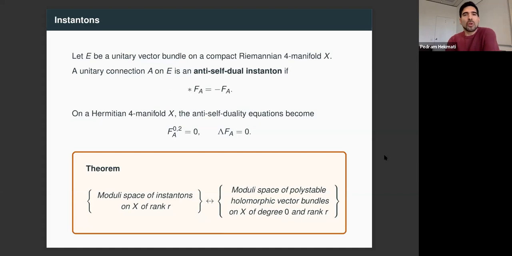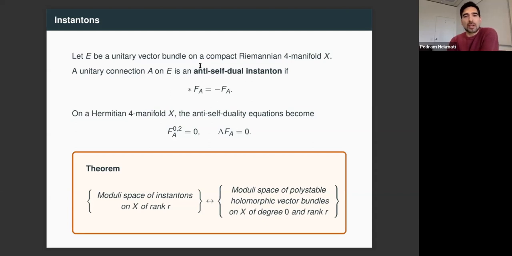So one motivation for studying these Hermitian-Einstein metrics comes from gauge theory, namely on a compact Riemannian four-manifold, you can study particular solutions of the Yang-Mills equation called instanton equations. And if you have a Hermitian structure on your four-manifold, decomposing the forms into self-dual and anti-self-dual parts, the instanton equation becomes this set of equations here. So the first equation is an integrability condition. It tells you that the unitary bundle carries a holomorphic structure. And the second equation you see is exactly the Hermitian-Einstein equation for a trivial Einstein factor.